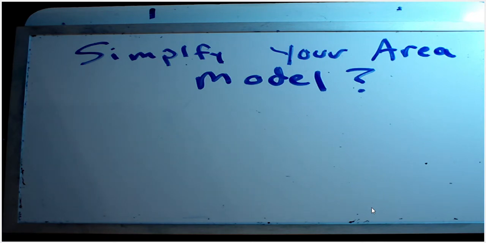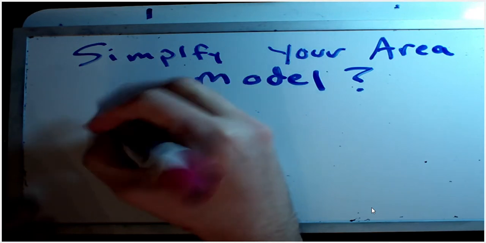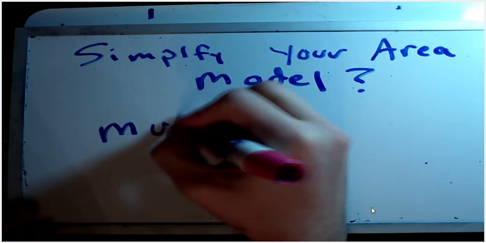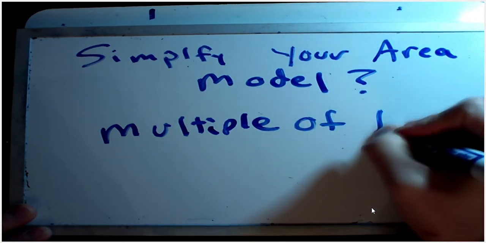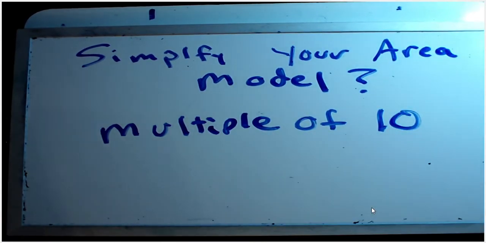And today we're going to look at a little trick or strategy for how you can simplify your area model when you are multiplying multiples of 10. So as a quick review, let's just remember what a multiple of 10 is. A multiple of 10 is any of those numbers that you are multiplying, factors that have a factor of 10 in it.